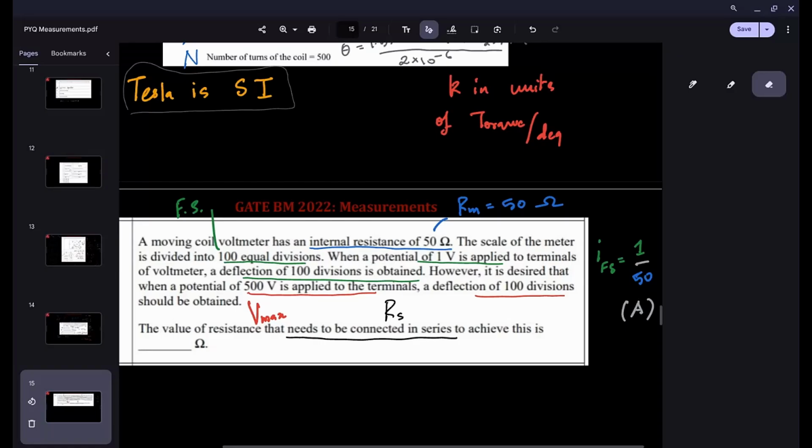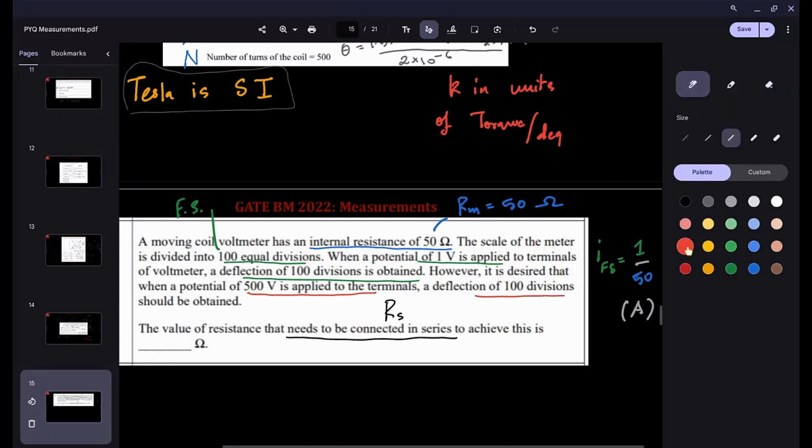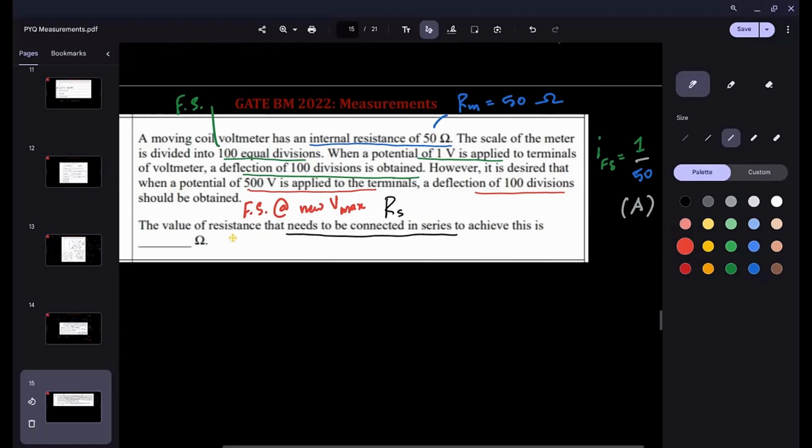Full scale deflection. Yeah, now they want full scale deflection at 500 volts. Let me write it slightly: the new Vmax. So we have to modify it. They are asking for the shunt resistance. So one equation I already got.